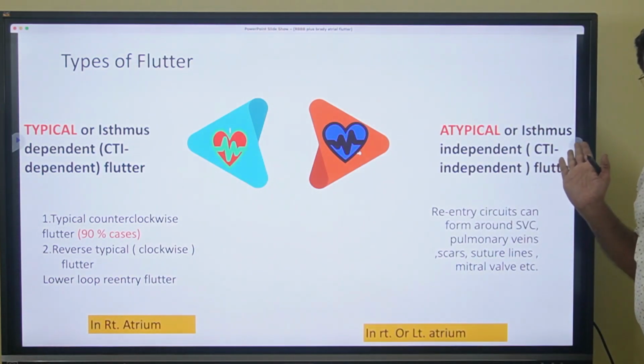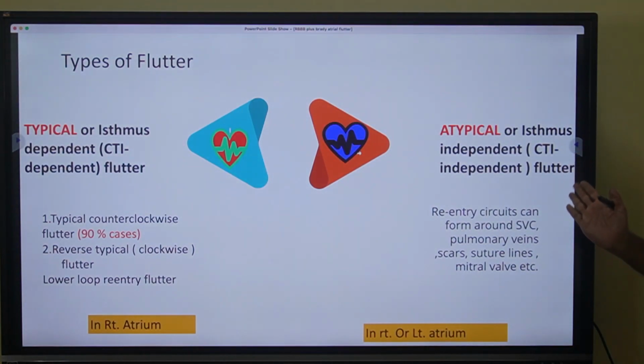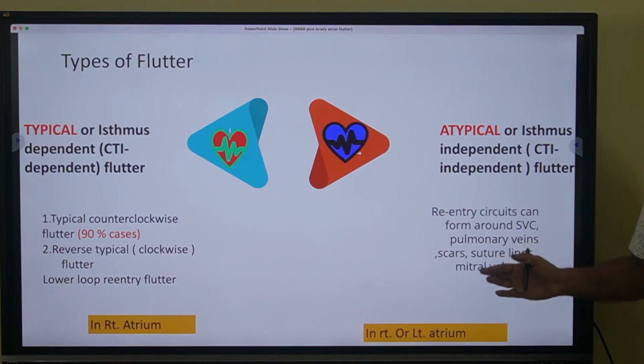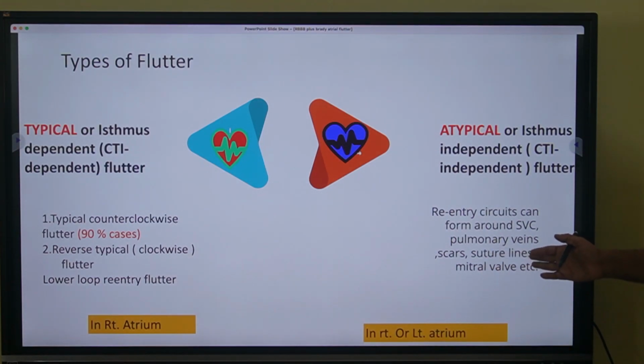Atypical flutters could be due to a reentry forming in any part of the atria. They could be from the left atrium or the right atrium. The reentry circuits could form around the SVC, around the pulmonary veins, around scars, around suture lines, and even the mitral wall.